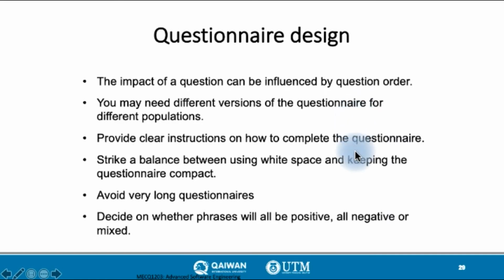And as we talked about, you have to avoid a long questionnaire, because it will be boring for the users, and then he will not be interested in answering the questions honestly. He will just tick anything in front of him without giving you honest answers.